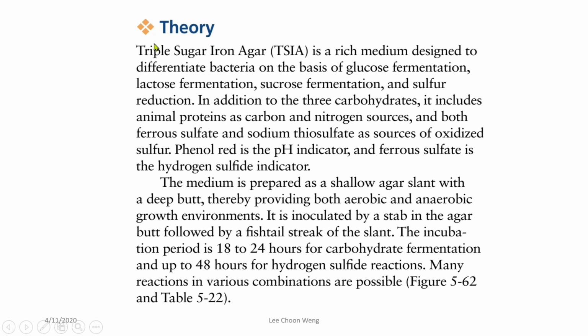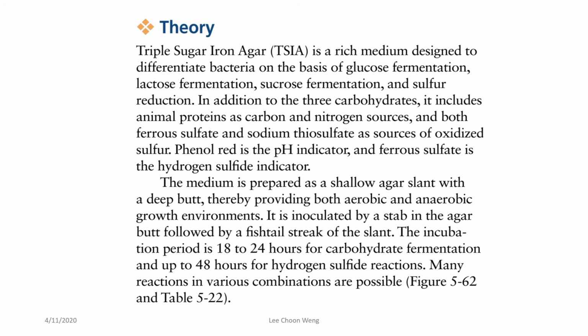Next, we'll look at the triple sugar iron agar. This is a very important biochemical test for the identification of bacteria, especially gram-negative Enterobacteriaceae. It is able to differentiate bacteria on the basis of glucose fermentation, lactose fermentation, sucrose fermentation, and sulfur reduction. All this in a single tube. Therefore, it is very, very useful.